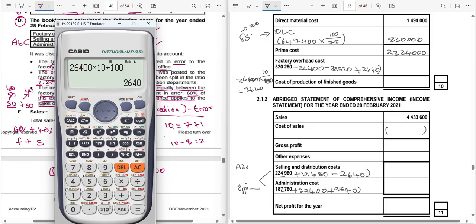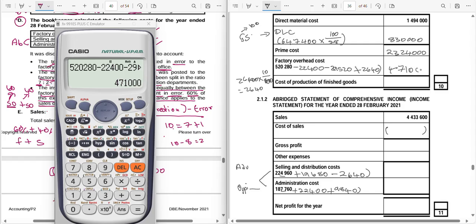You see where my workings are coming from. So I get what you did there. You got the half first. You said, since you know the half is 50%, you are looking for 10. You said times 10 divided by 50. So let's get the total for factory. Someone get for selling and distribution, someone for admin. So I'll say 520,280 minus 22,400 minus 29,520 plus 26,40. We get an amount of 471,000.